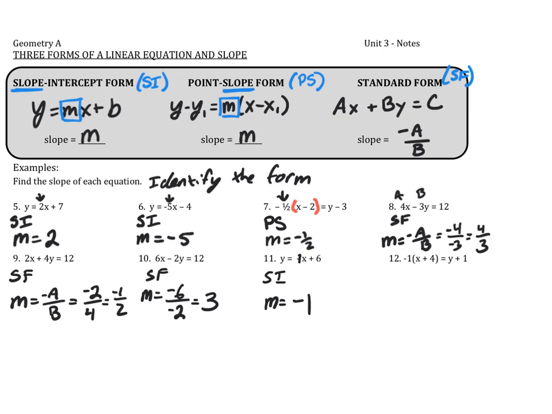Next equation, I see in number 12, we have these parentheses. That's a telltale sign that we are in point slope form. And my slope here is going to be that coefficient of the quantity with that variable x in there, which in this case is -1.